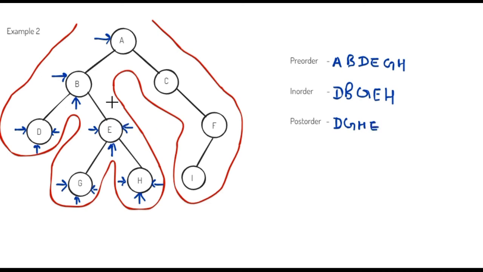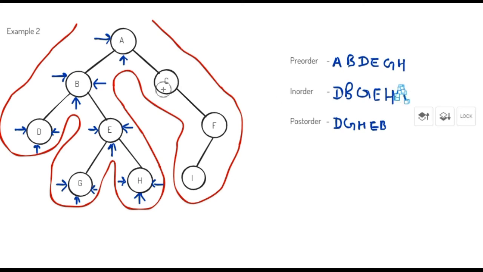Now we will move to node B. B is visited for third time. So pointer direction right to left. So B is added in post-order list. Now we will move to node A. A is visited second time. So the pointer direction bottom to top. A is added in in-order list.